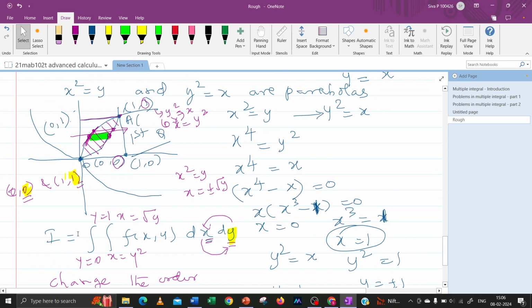For the inner integration y, you have to draw the parallel line to the inner integration axis. So this is the inner integration axis y. Draw the parallel line to the y axis now. What is the starting point when you draw the line parallel to the y axis? It starts from here and ends here. So what is the y value here? This is x square equal to y, or y equal to x square.